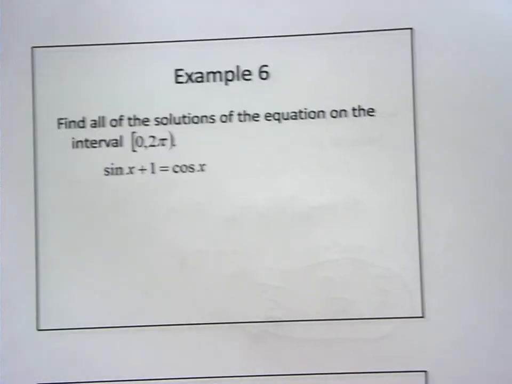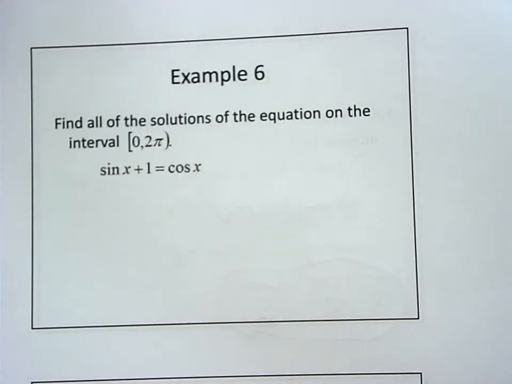For this one, find all solutions of the equation on the interval 0 to 2 pi. Sine of x plus 1 is equal to cosine of x. Any ideas where to start with this one? I would divide by cosine. That'll give you tangent plus secant equals 1. Sounds good to me. It's pretty simplified.